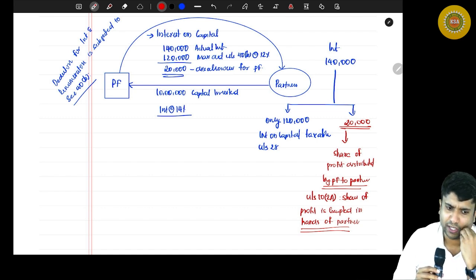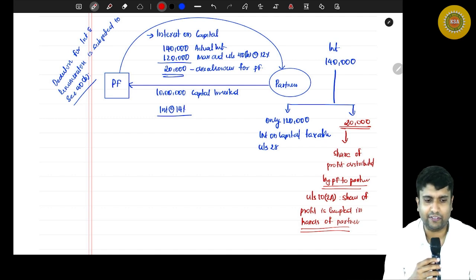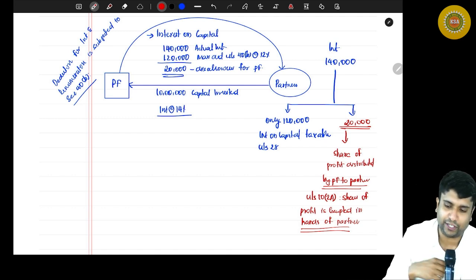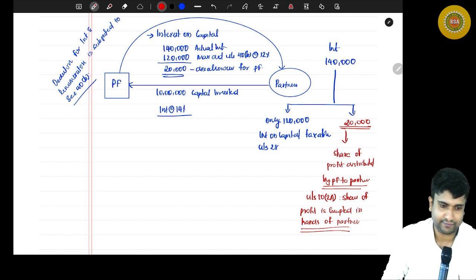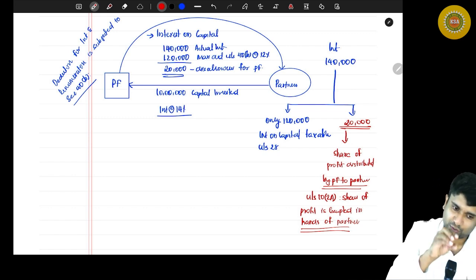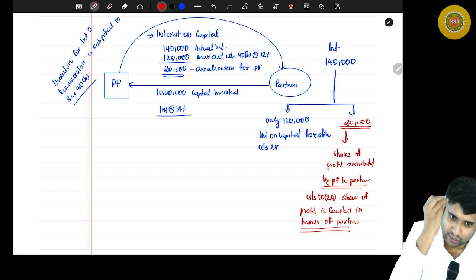Then what will happen to the old regime and default regime? We haven't discussed anything related to the default regime, so please wait. Don't worry, that question is there in your question sheet. That I'll make you solve when you compute the total income chapter, not right now.